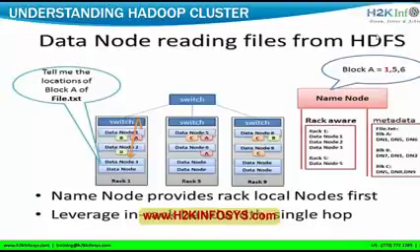This is how data locality happens. First of all, the priority is given to a data node in that rack itself. If it's not available, only then will it go to a different rack to get that information.